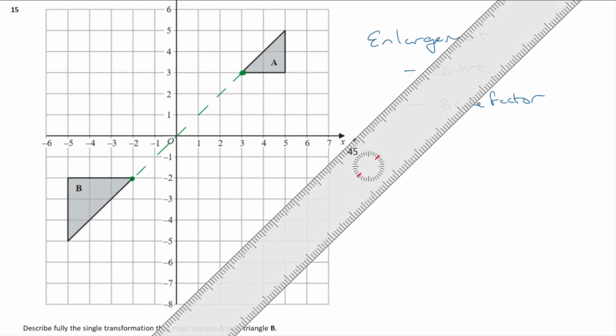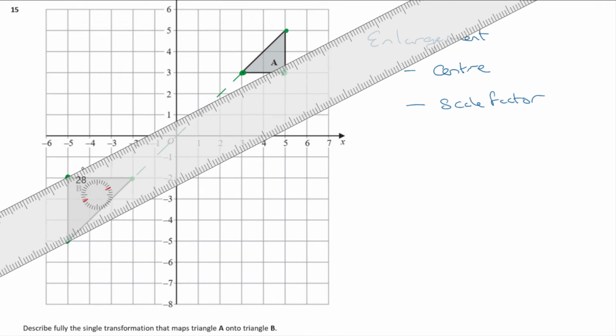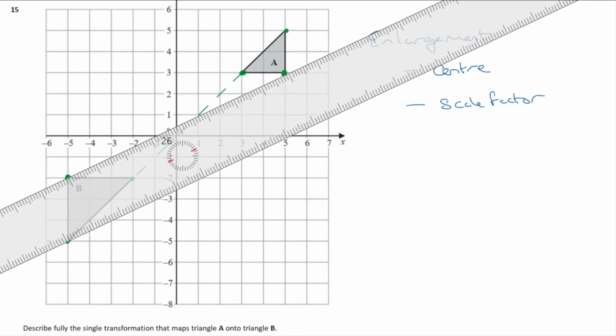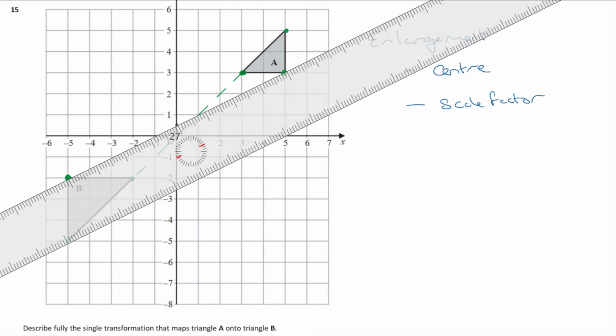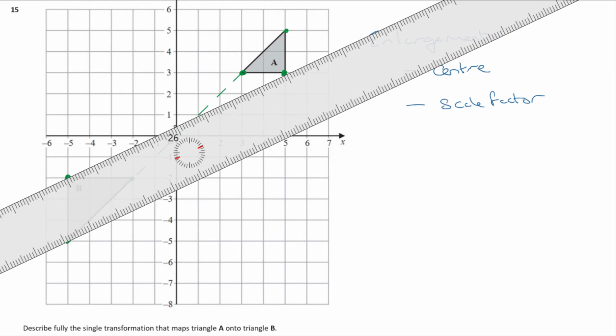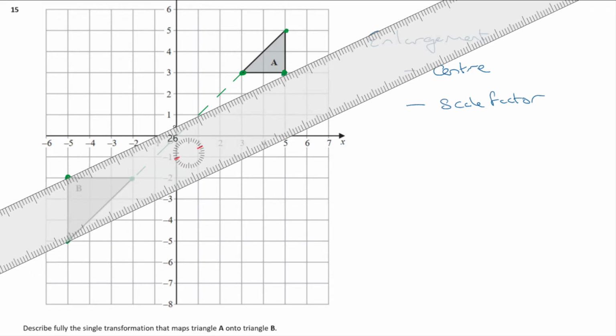Now the other one from those two endpoints up here are just going to go along that same ray line, so they're not going to be any help. But this one matches with this one over here, so I can join those up as well. Now you should find that your ray lines converge on the center of enlargement.